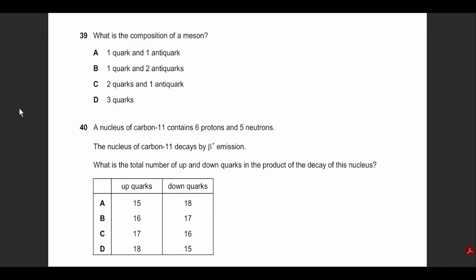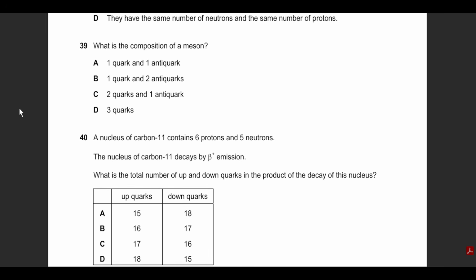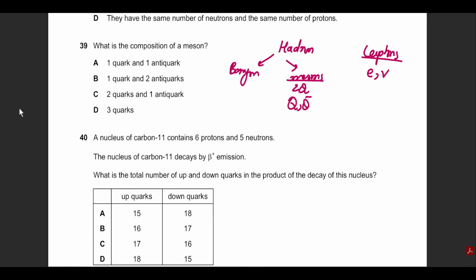Moving on to 39. Meson, it again is a memory-based question. But I'm going to show you a small tree. So we start with hadrons. On the other side, we have leptons. That's not important because these are electrons and neutrinos. For hadrons, we have baryons and we have mesons. Mesons have 2 quarks, one is a quark and one is an antiquark. Baryons have 3 quarks, mostly neutrons and protons.